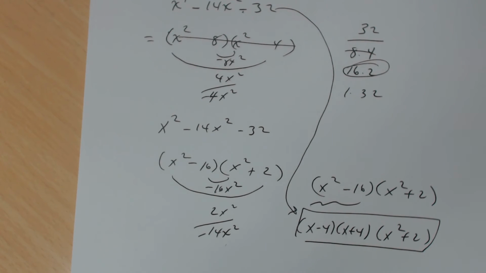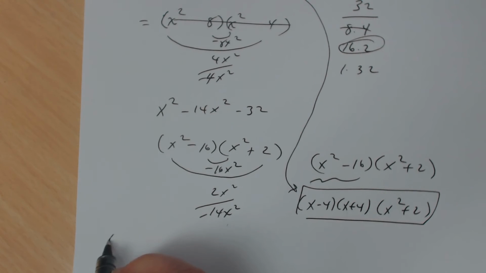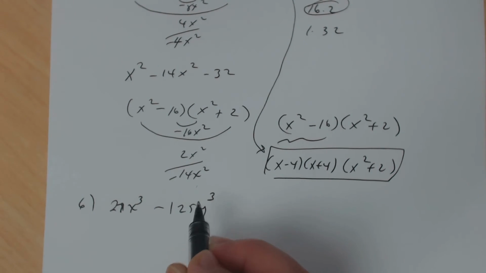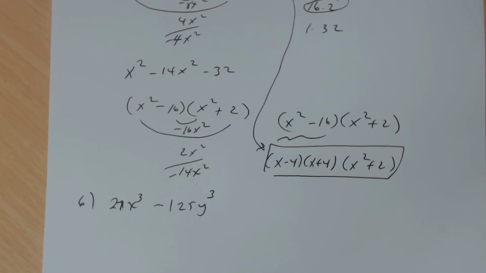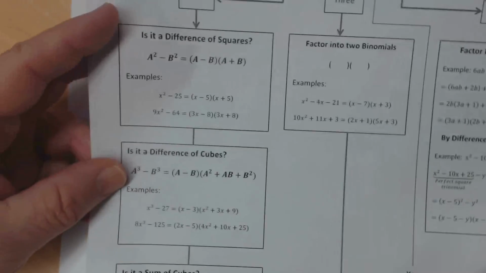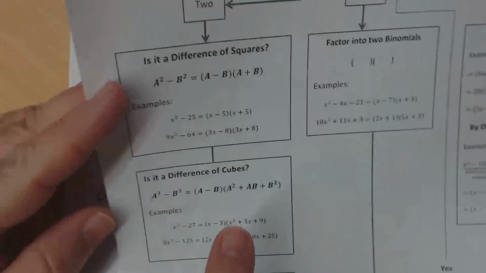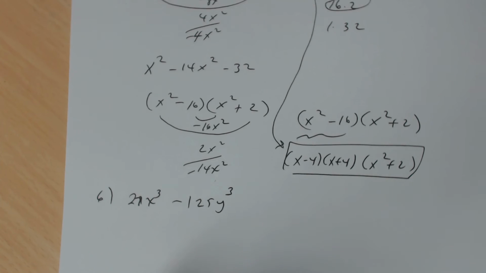All right, and let's look at one more. Let's suppose we had 27x cubed minus 125y cubed. So 27x cubed minus 125y cubed. Okay, the GCF is 1. Then remember, if you have two terms, always look at it. There's a subtraction, and then I see some cubes. So let's see if this is the difference of 2 cubes.